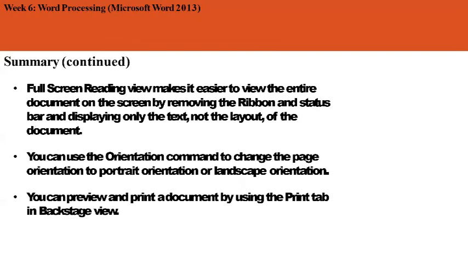So full screen reading view makes it easier to review the entire document on the screen by removing the ribbon and the status bar and displaying only the text, not the layout of the document. So you can use the Orientation command to change the page orientation to portrait orientation or landscape orientation. So yun dalawa lang yung option natin. And then you can preview and print a document by using the Print tab in the backstage view.